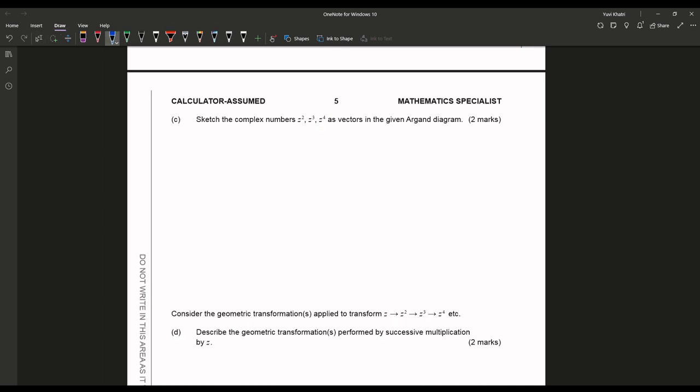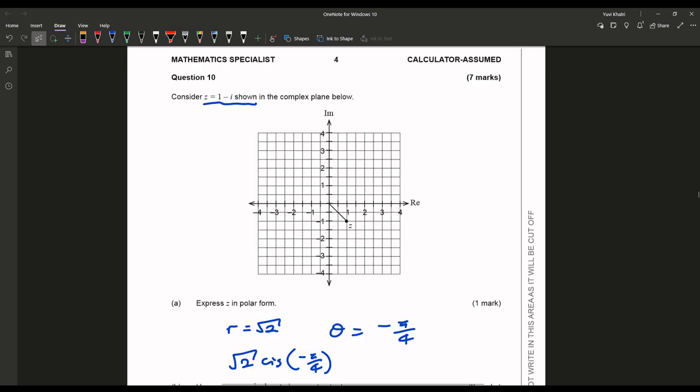Now part C just asks us to sketch them in the Argand diagram, so let's do that. So now let's just sketch them. z squared is going to be here. z cubed is going to be here. And z to the 4 is going to be here. Whoops. And that is our sketch.